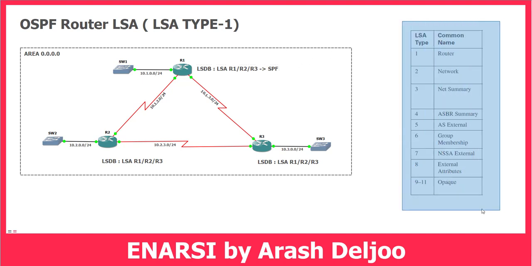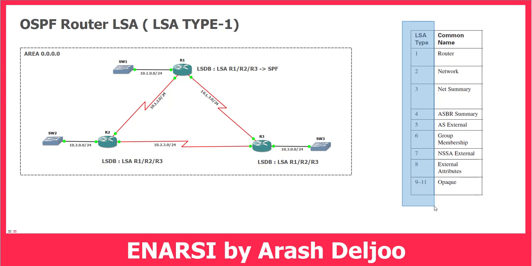As you can see in this table, we have 11 types of LSAs: LSA type 1, LSA type 2, LSA type 3, types 4, 5, 6, 7, 8, and 9 to 11. We use these LSA types for creating the topology of one network. Maybe in one area we have only one type of these LSAs, or maybe two types, or maybe more or less. But you can use these different types of LSAs for creating the topology of one routing network. I will talk about them.